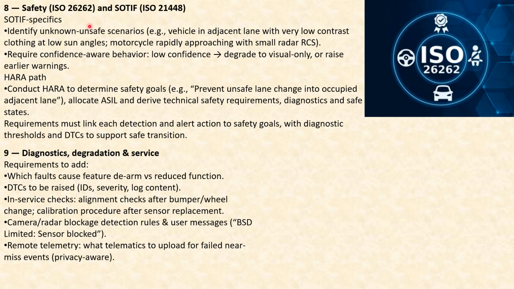Now talking about safety and SOTIF. SOTIF means safety of the intended functionality. So you have to identify unknown unsafe scenarios. For example, a vehicle in the adjacent lane with very low contrast clothing with low sun angles, and a motorcycle rapidly approaching with small radar RCS. Now require confidence behavior: low confidence degrades to visual only and raises earlier warnings.